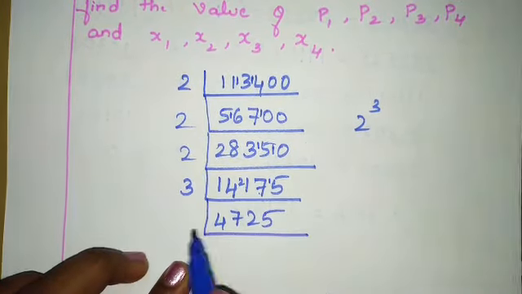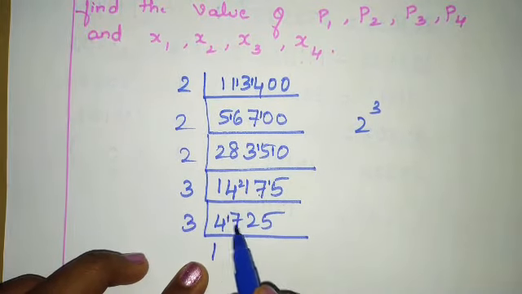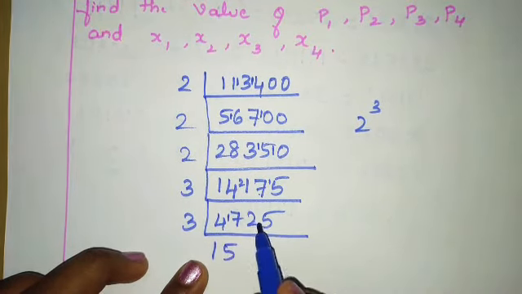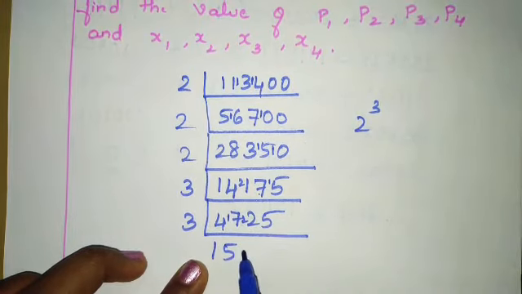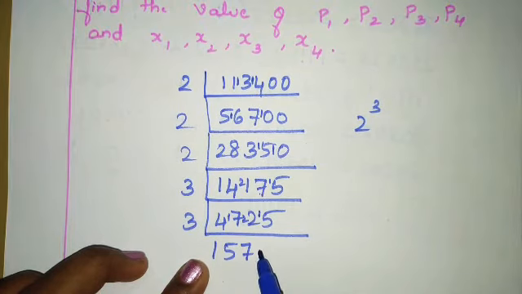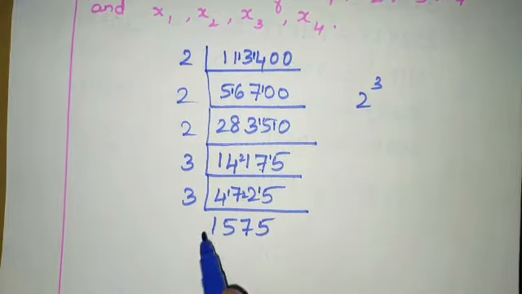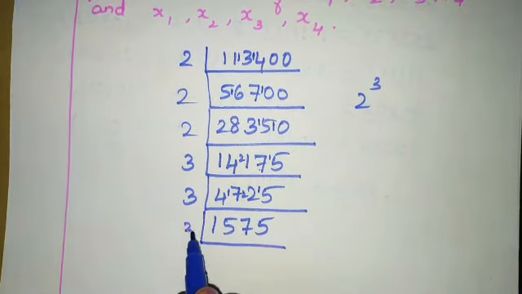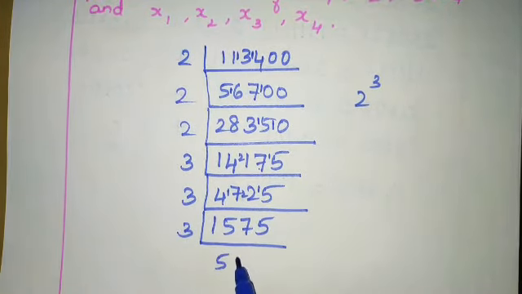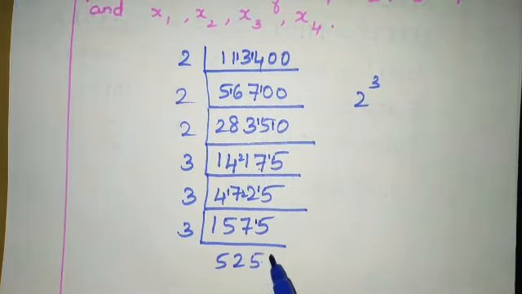Okay, again I'll try with 3. 3 1s are 3. Remainder 1 I'll shift here, which becomes 17. So 3 5s are 15. 17 minus 15 is remainder 2. So shift that 2 here. Again 3 7s are 21. Remainder 1 I'll shift here. Then this becomes 3 5s are 15. Okay, so next, again with 3 I'll do 3 5s are 15. Got it? Then 3 2s are 6. So remainder 1 I'll shift here. Again 3 5s are 15.